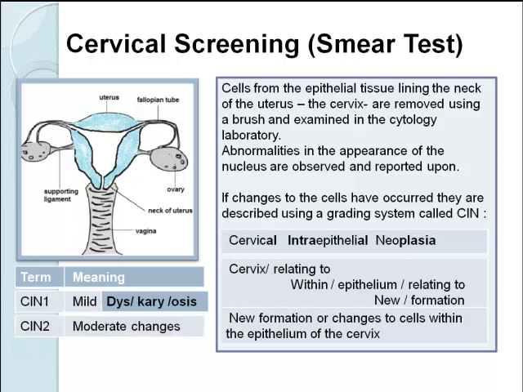CIN2 relates to moderate changes. So moderate changes to the nucleus of the cells. CIN3 is severe changes. With CIN2 and CIN3, the patient will be investigated further, and a cone biopsy, we mentioned earlier, may be done in order to get a really good sample of the tissue at the top of the cervix.